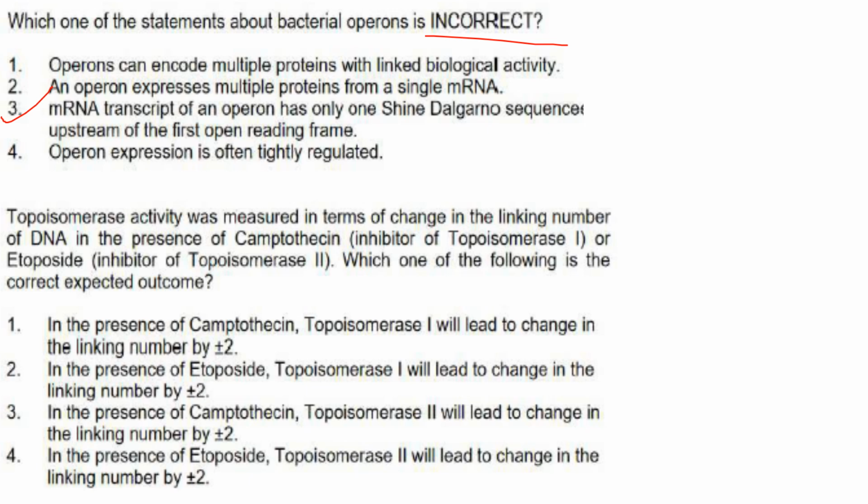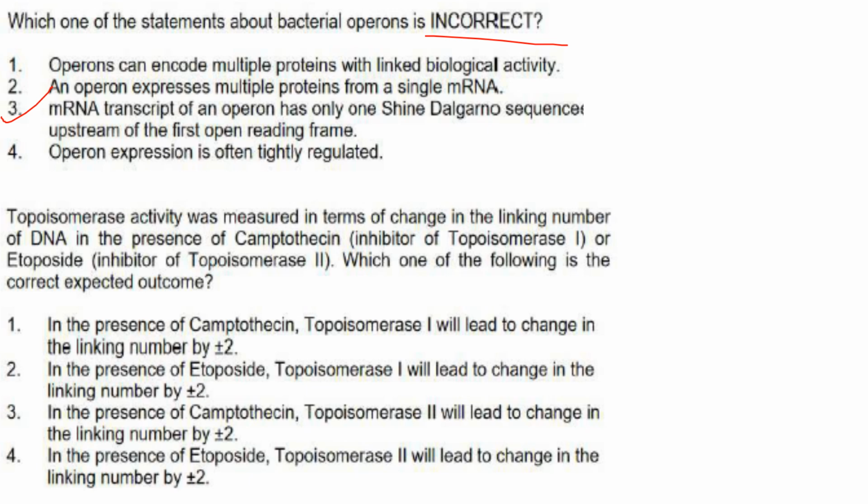In the presence of camptothecin, an inhibitor of topoisomerase 1, will there be a change in linking number? No. So 1 is not correct. Then in the presence of etoposide, etoposide is an inhibitor of topoisomerase 2, not of topoisomerase 1. Topoisomerase 1 will lead to a change in the linking number by ±2? No, topoisomerase 1 changes the linking number by 1, not ±2.